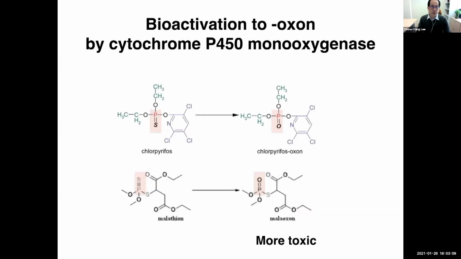The interesting part with OP is they will be bioactivated by cytochrome P450 to form the oxon group. As you notice here, unfortunately, I'm not able to use my pointer. What happens is, if you look at chlorpyrifos, when it forms chlorpyrifos oxon, it is actually more toxic. And malathion, when it is activated to form malathion oxon, is actually a more toxic form.